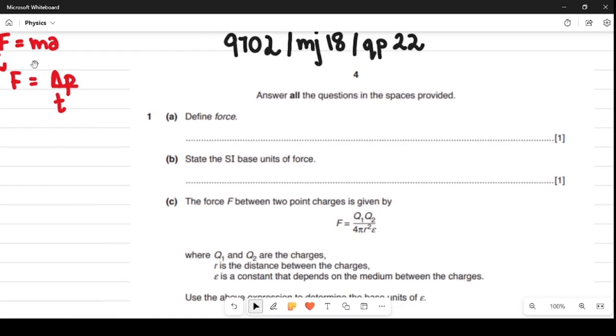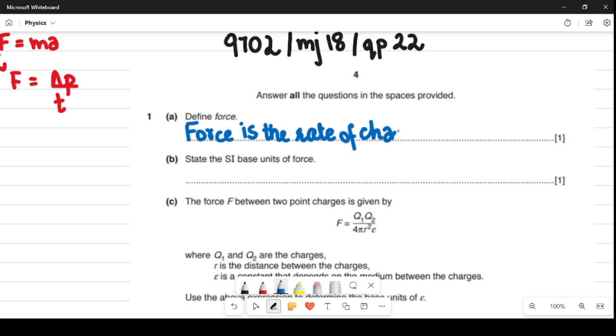So for using this second formula, we get force is the rate of change of momentum. Full stop.